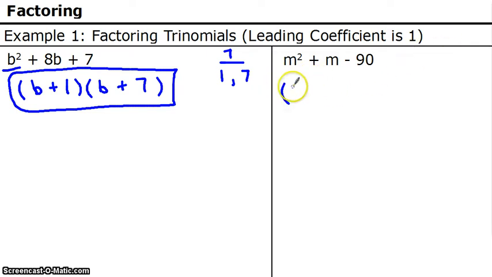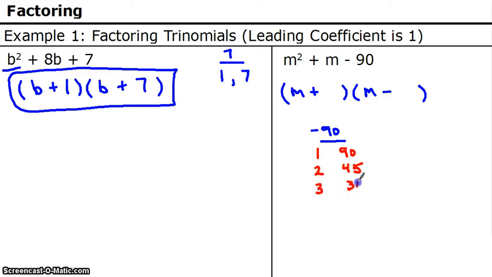All right, so this one we've got m plus, and since I have a negative on the end, I know the other one has to be a minus, m minus. Let's write down negative 90 and see if we can figure out numbers that multiply to equal 90 and add to equal 1. If you start at the top, 1 and 90. That's not going to work. 2 and 45.